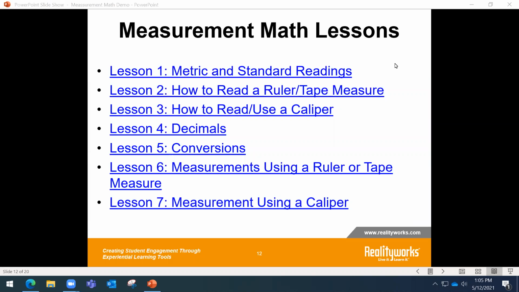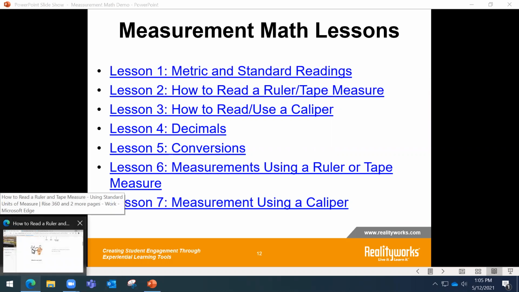Again, metric and standard reading, how to read a ruler or tape measure, and then how to read and use a caliper, decimals, conversions, measurements using a ruler or tape measure, and then measurement using a caliper. So I'm going to show and share with you just a few of these online lessons now.